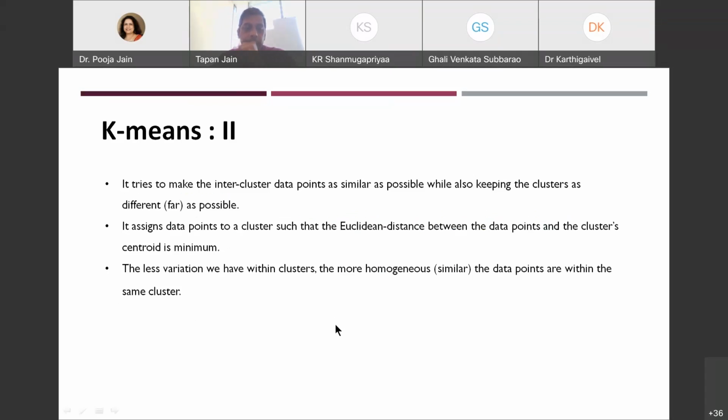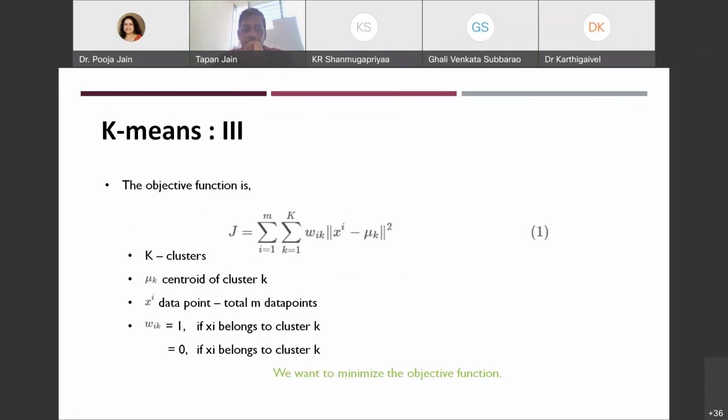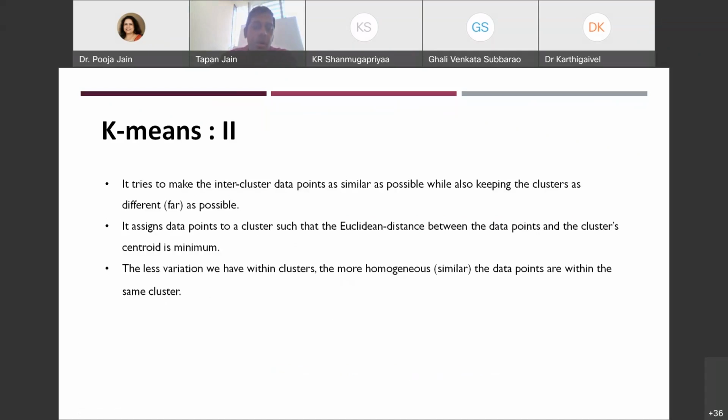Now, the second step is we need to follow the concept of homogeneity and heterogeneity. Homogeneity means very, very little variation within the cluster. So in one cluster, we have almost the same data points. And heterogeneity means in another cluster, we have different data. So we have a fair comparison between the two clusters.